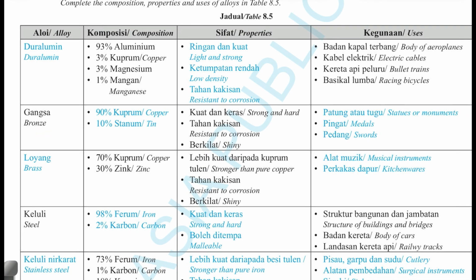Right? Bronze is 90% copper, 10% stannum. Tin, 10% tin. The properties is strong and hard, resistant to corrosion and shiny. The use is to make statues or monument, medals and swords.